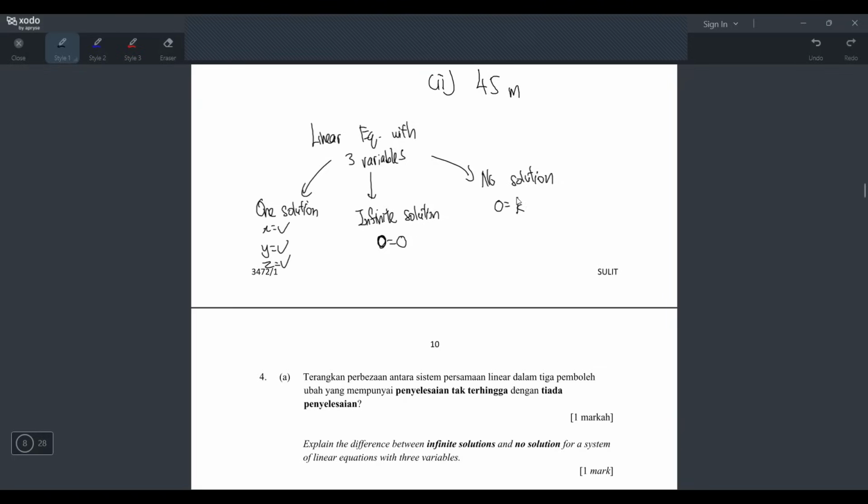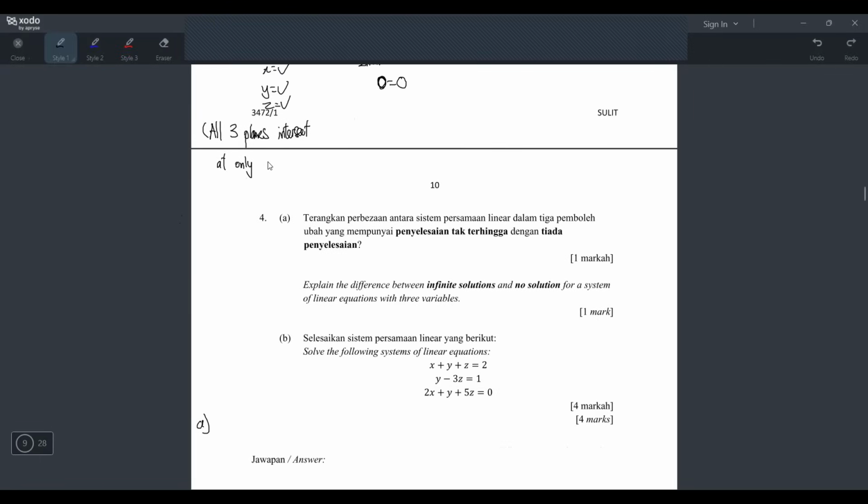Right? Okay, now I want to explain to you what's the meaning of having one solution, infinite solution, no solution. The meaning of having one solution means all 3 planes. I don't want to draw it because it's very hard to draw actually. I'm just gonna write it down. So one solution is when all 3 planes intersect at only one point. All 3 planes intersect at only one point.